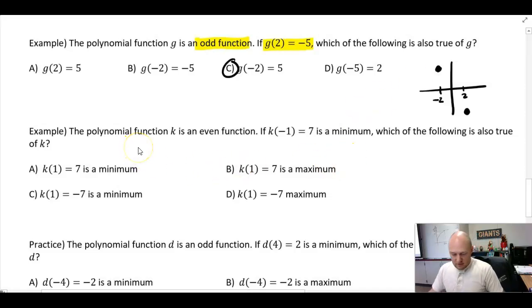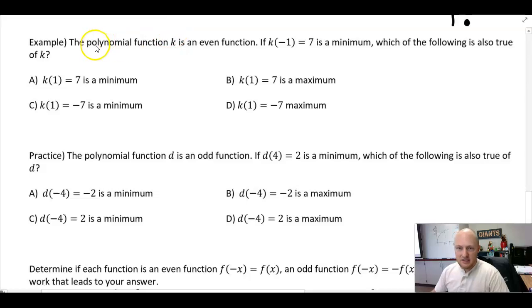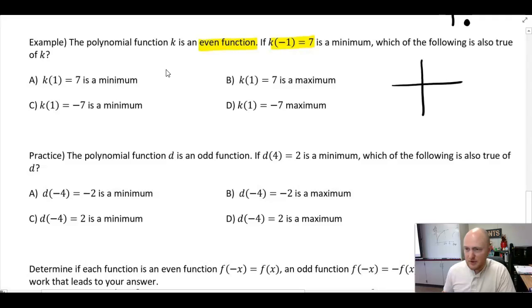The other question that you may see on the AP exam says here, the polynomial function k is an even function. If k of -1 equals 7 is a minimum, which of the following is also true of k? So again, helping yourself, just make a sketch. I have k of -1. Here's -1, 7, so I'm up here. And if this is true, then k of 1 equals 7 is also true if it's even.